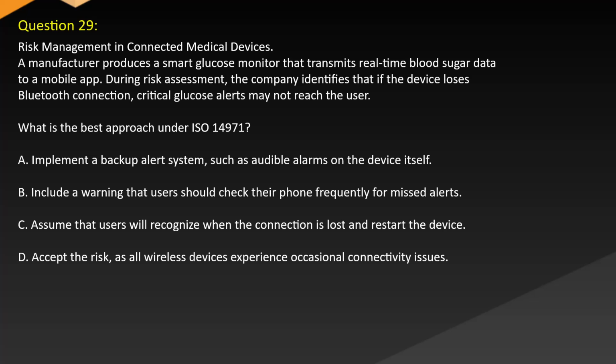A. Implement a backup alert system such as audible alarms on the device itself. B. Include a warning that users should check their phone frequently for missed alerts. C. Assume that users will recognize when the connection is lost and restart the device. D. Accept the risk, as all wireless devices experience occasional connectivity issues.